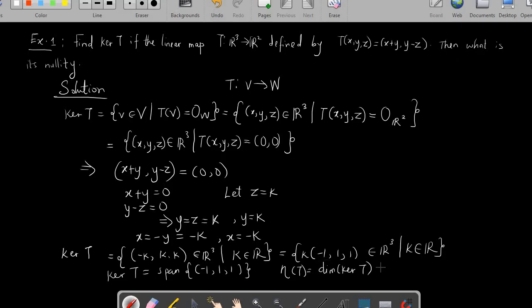So to find the dimension of your kernel, the dimension of your kernel is the number of elements you have in this set. As you can see, it's just one element you have in this set of your span. So your nullity is equal to 1.